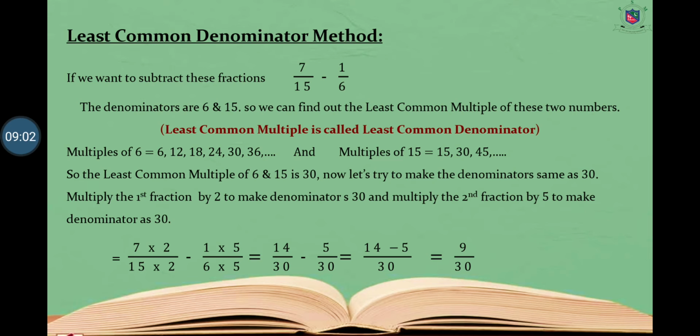And to make 30 the denominator of the second fraction, you have to think again which number you will multiply by 6 to get 30. Yes, dear students, if you multiply 6 by 5, you get 30. And as we know, we need to multiply the same number with the numerator and denominator both. So, finally, we get the fraction as 14 upon 30 minus 5 upon 30. So 14 minus 5 is equal to 9.